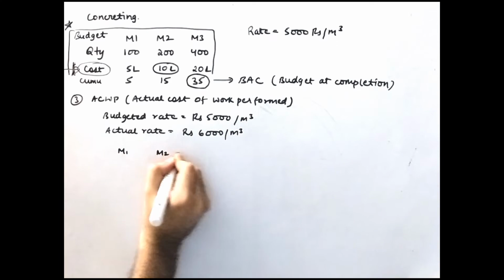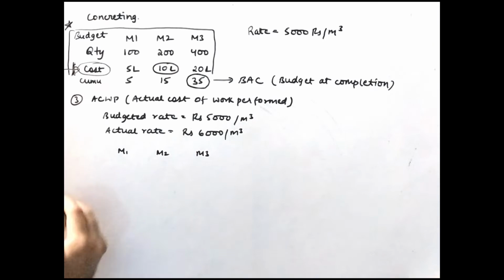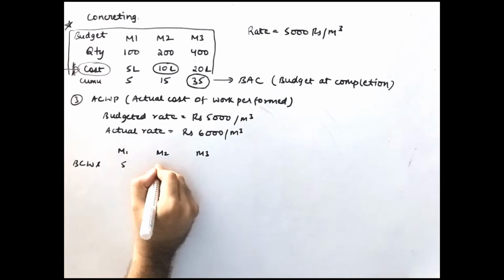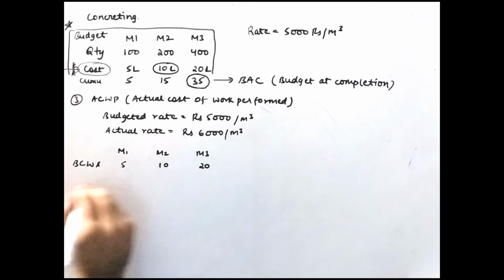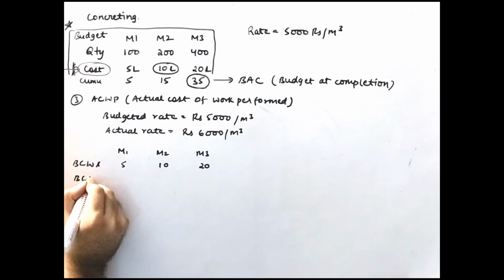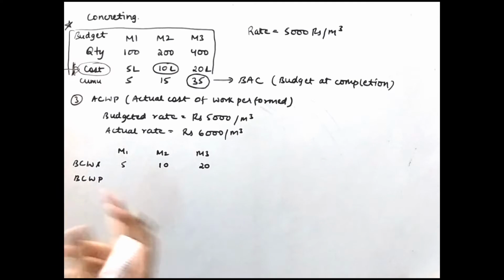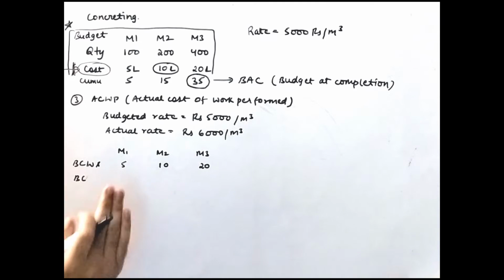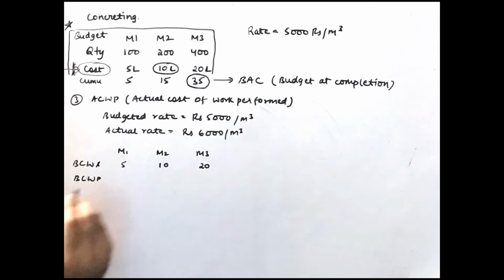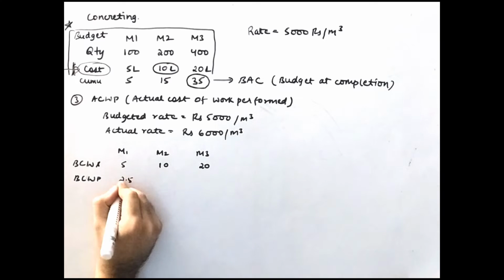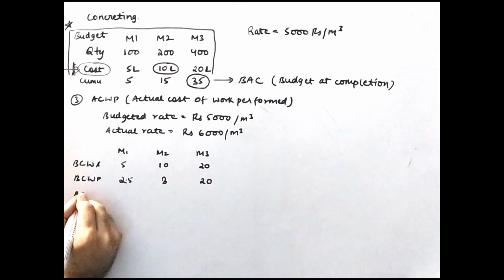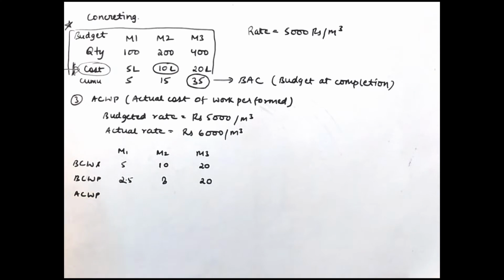So for the first month, second month and third month, you know what the budgeted cost of work scheduled is, that we first scheduled 5, 10 and 20 lakh rupees. What is the budgeted cost of work performed? What we performed with respect to the budget. So it's not required actually, but still you can mention it here. It will be 2.5, here it will be 8 and here it will be 20. Now what will be the actual cost of work performed? See, for this you need the actual quantity.